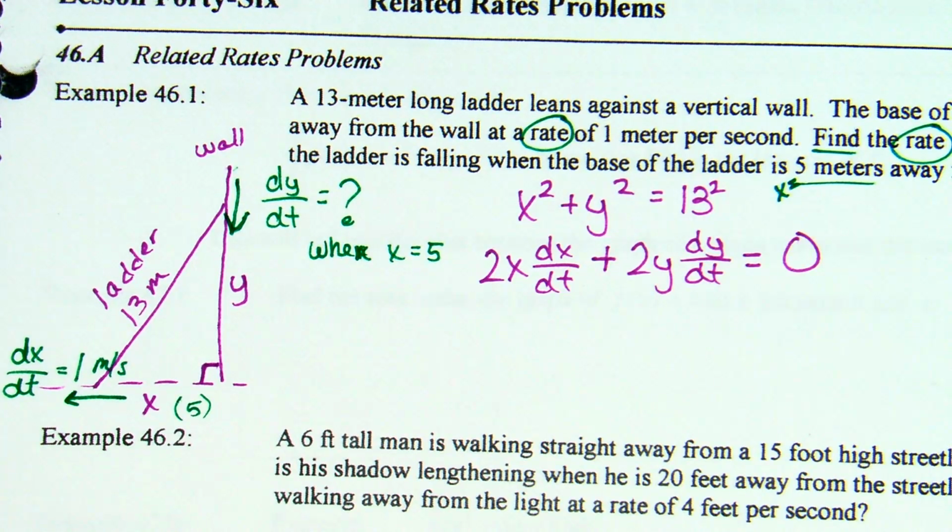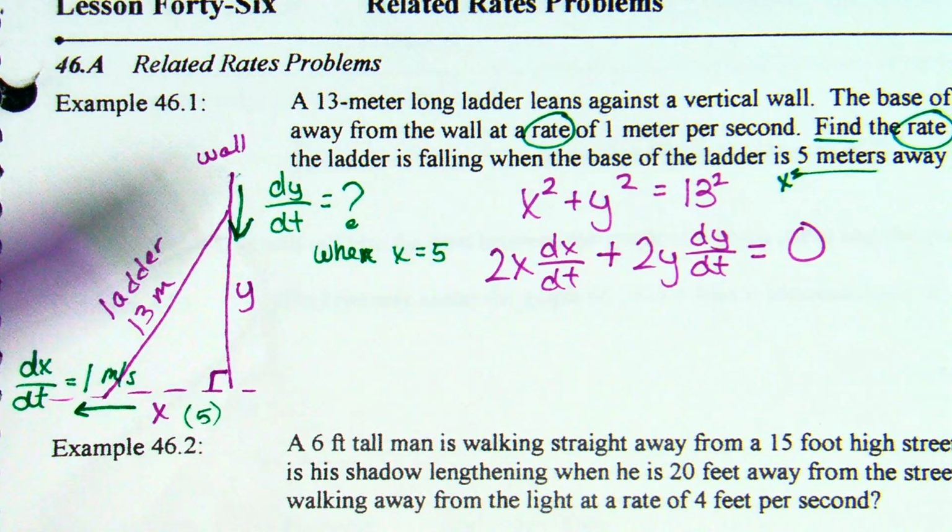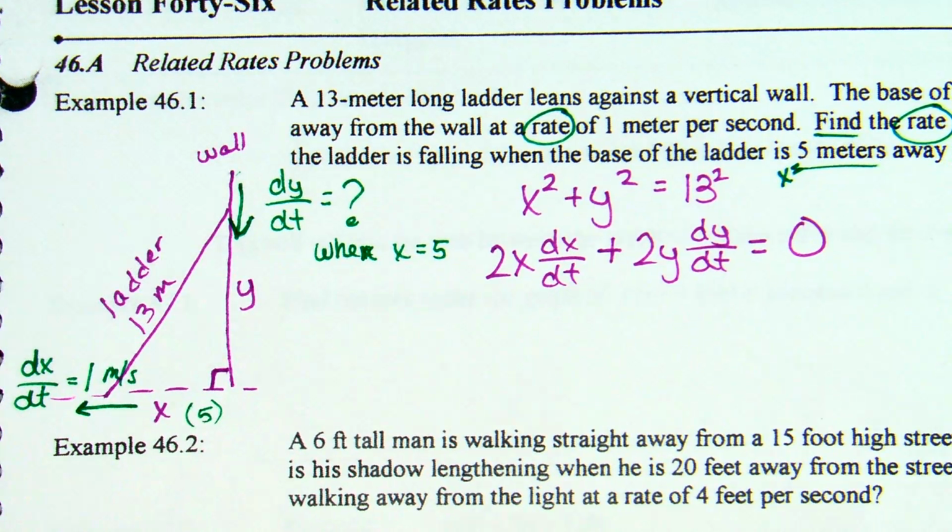Now, I've seen this taught two different ways. We can do one of two things. What are we trying to find? dy/dt. So we can solve this equation for dy/dt, and then plug everything in, and hopefully come up with an answer. The other option is to plug stuff in and then solve for dy/dt. You just don't plug stuff in until after you take the derivative, which we've done at this point. So let's solve for dy/dt.